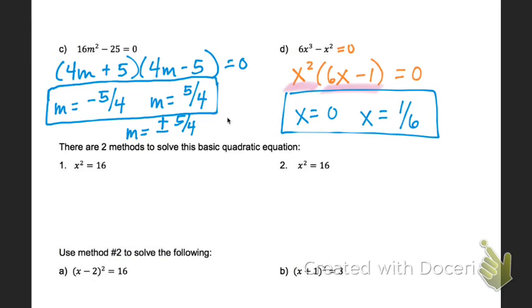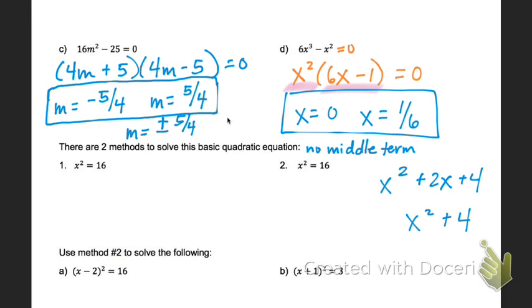So there are 2 methods to solve the basic quadratic equation, which what I mean by that is just that there is no middle term. Like there is no x. So A and B both have a middle term. C does not. So what do I mean by middle term? Just an x. So if I said x squared plus 2x plus 4, or I just said x squared plus 4, the middle term is this.